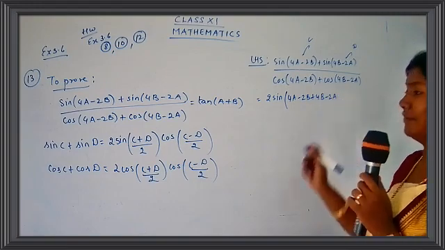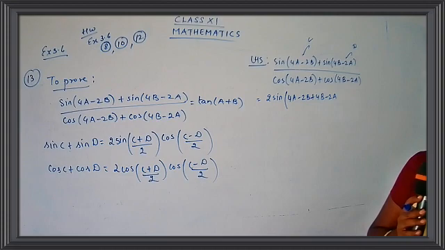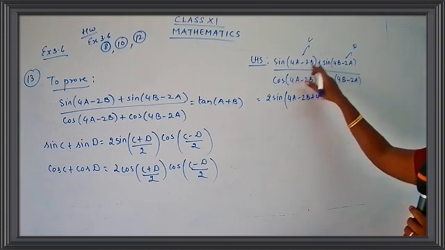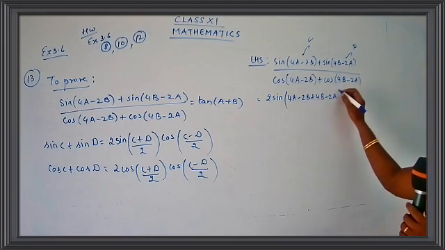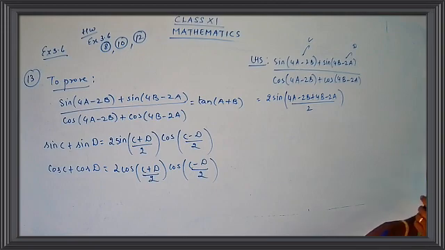I have already told you that when we are dealing with the addition sign, there is no need to worry about the signs because everything will be as it is. So 4a minus 2b plus 4b minus 2a, upon 2. I'll just put here upon 2. 2 sine c plus d by 2.